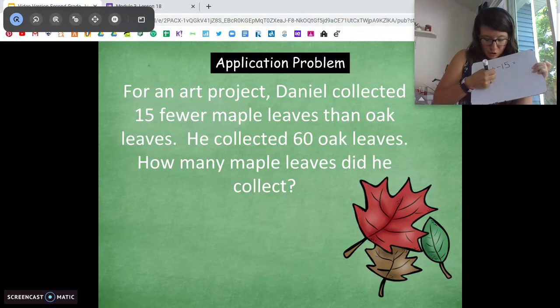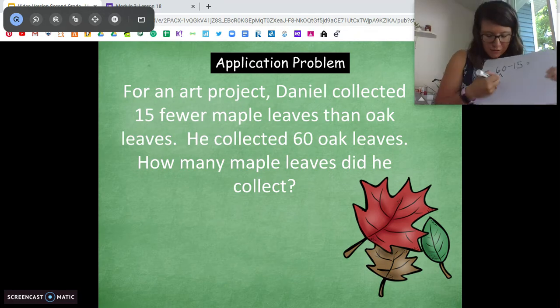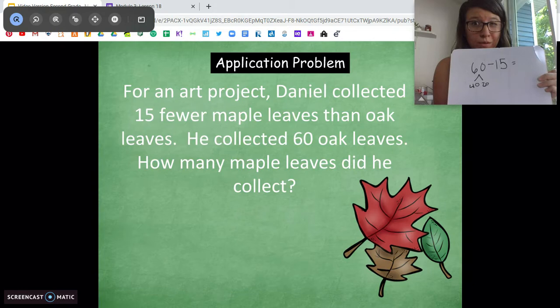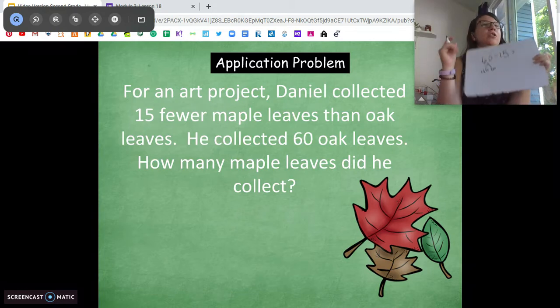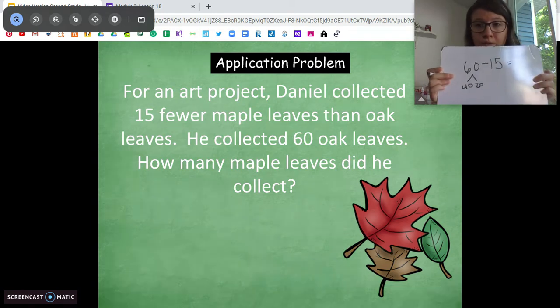You can break apart your 60, might be a good idea, into 20 and 40. Wink, wink. You can use place value chart. You can draw a picture, whatever makes most sense to you. Pause the video and solve, and we'll come back and go over it.